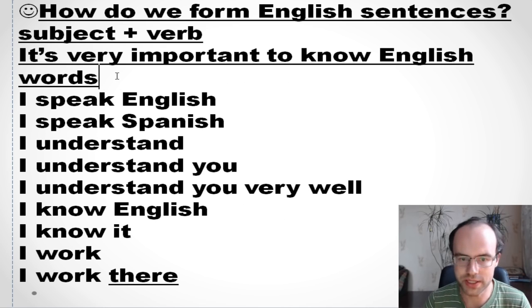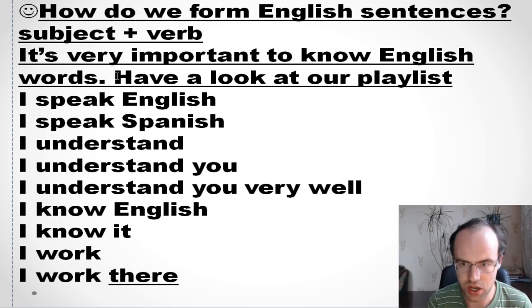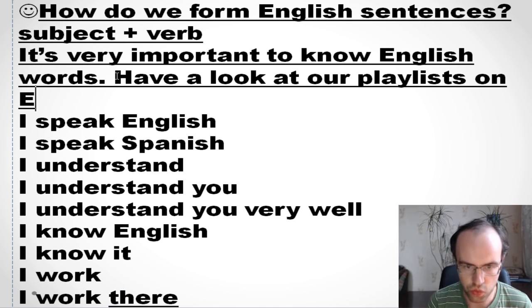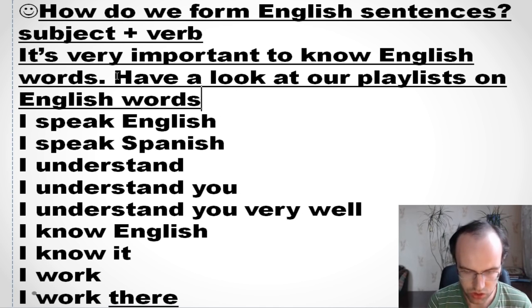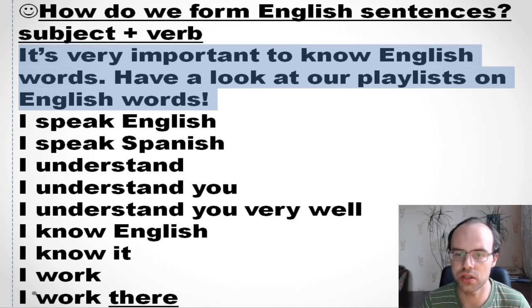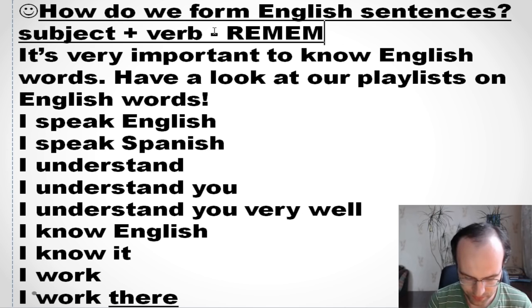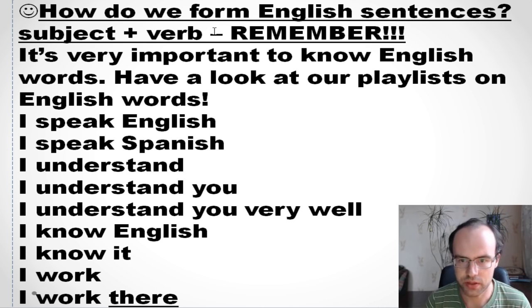So please have a look at our playlists on English words. It's very important to know English words. And remember, we say subject plus verb. We use it. Subject plus verb.